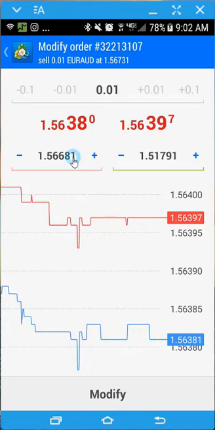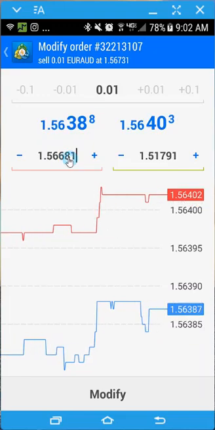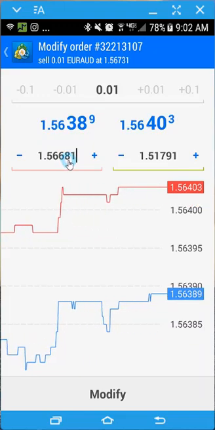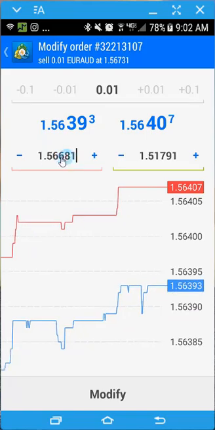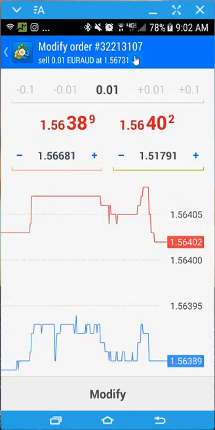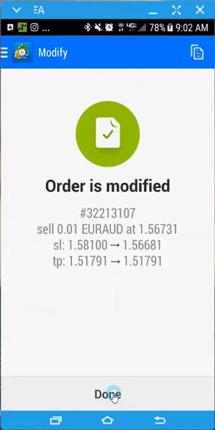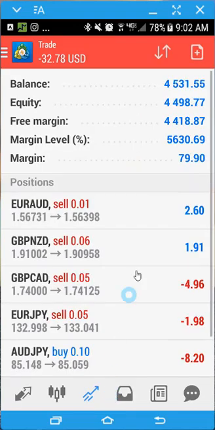Okay. Remember, this last pip is called a pipette. We just leave that number the same. From the number 8, the fourth decimal point, all the way over are your pips. So I'm going to make it 5 ahead of this, and I'm going to click modify. All right, so now I'm done.